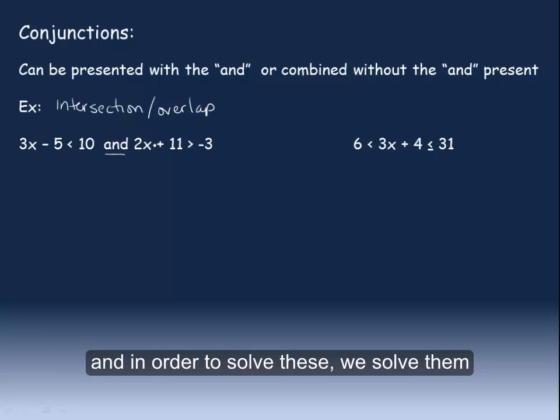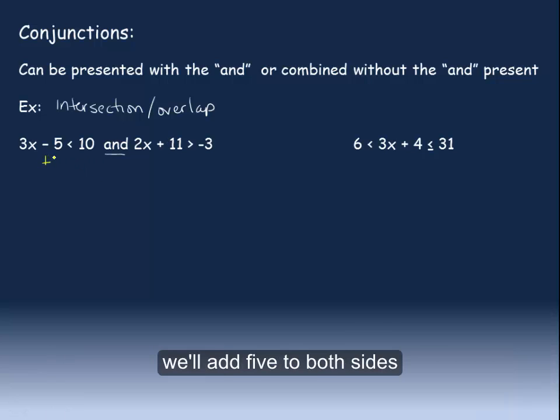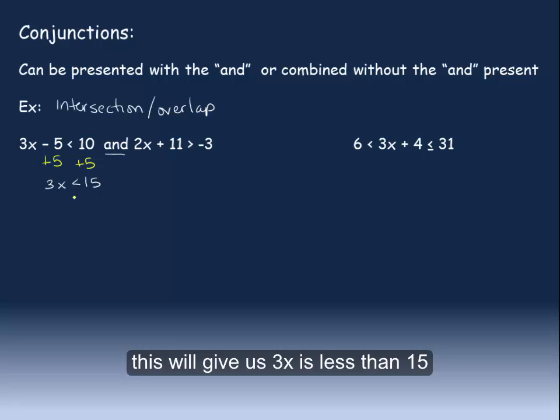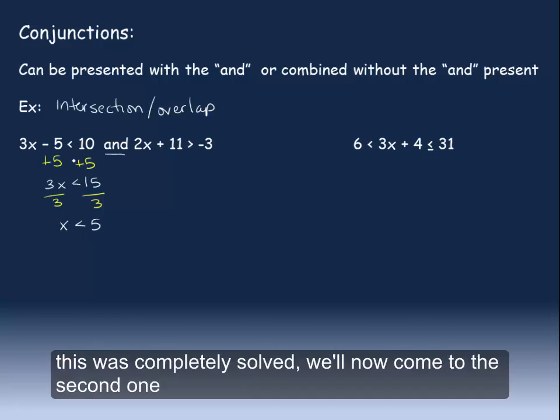And in order to solve these, we solve them the same way we would solve equations. There's a little difference over here, but in our first example, we have two inequalities and we'll solve them separately. So in our first one, we'll add 5 to both sides. This will give us 3x is less than 15. Then we'll divide both sides by 3. And this will give us x is less than 5. This one is completely solved.